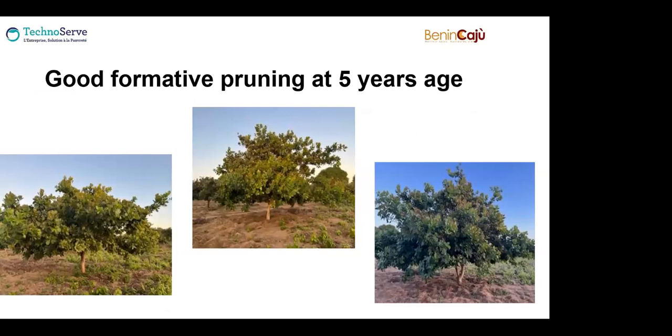I wanted to share with you also cashew trees which have been given good formative pruning at the age of 5 years on my own farm. So I had the experience of both good formative pruning and bad formative pruning. At this age of 5 years, this kind of tree can produce between 8 and 10 kilograms, depending on the weather condition. Next.